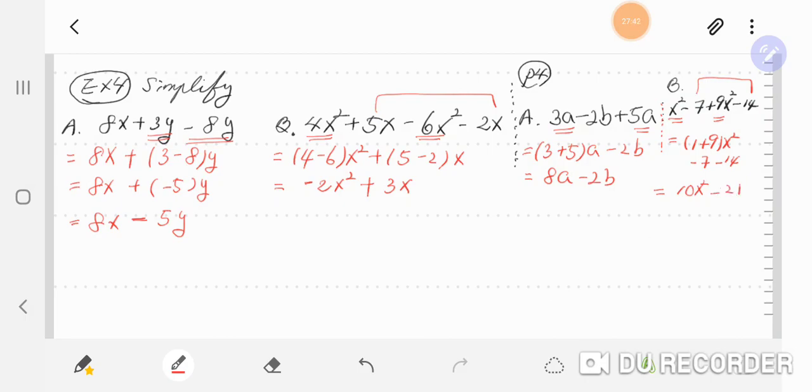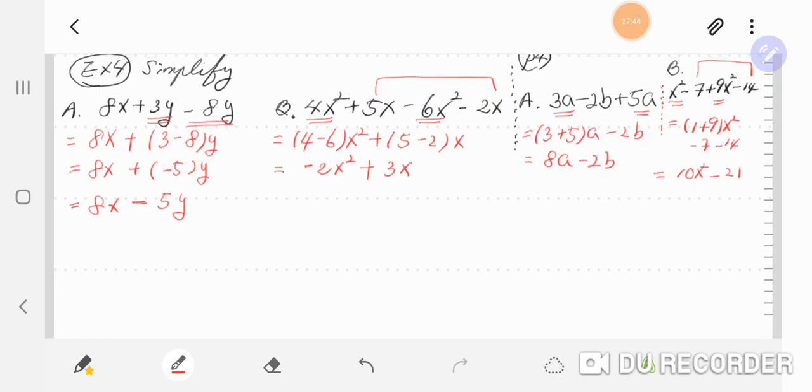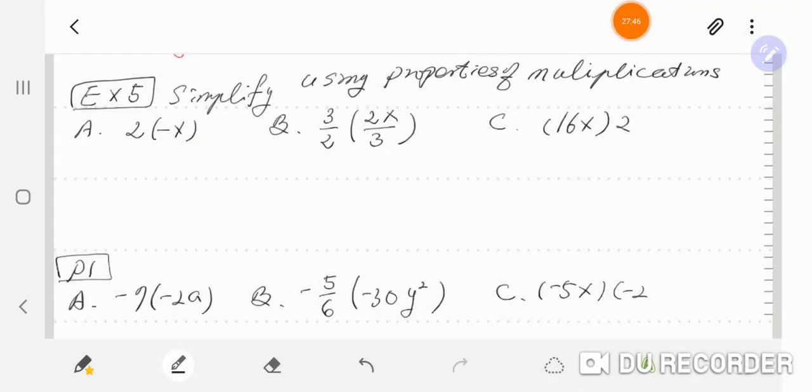So that's it. Okay, let's go on to the next definition. Okay, example 5, exercise 5.